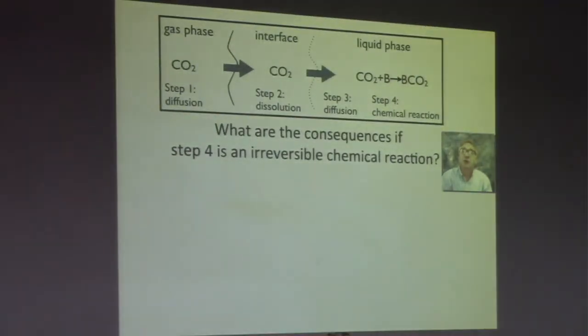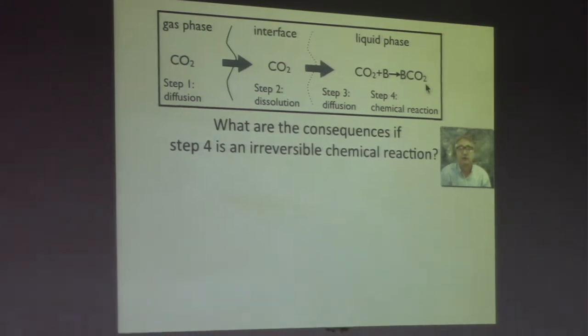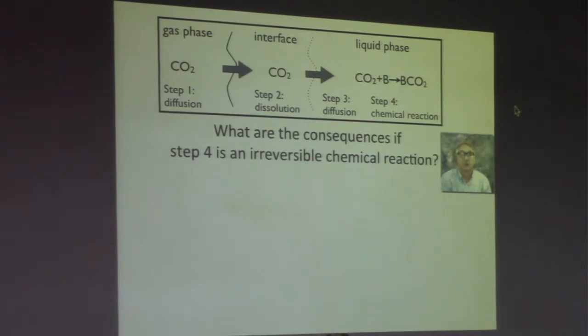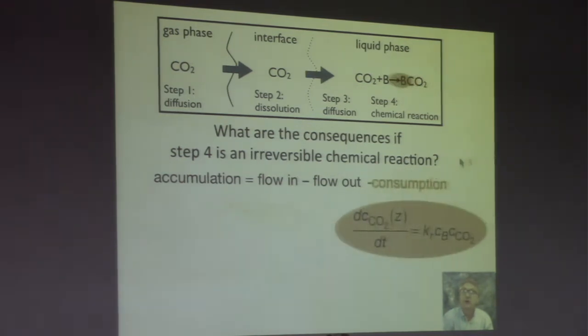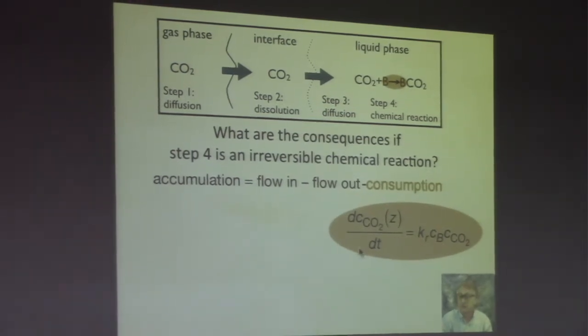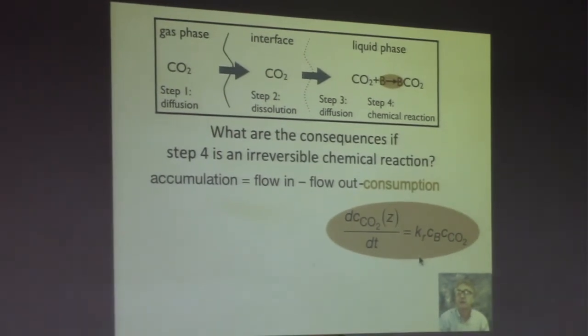I can imagine one other situation, namely that the reaction in the liquid phase that occurs is not an equilibrium one, but in fact an irreversible reaction. The consequences for such an irreversible reaction? Well, again, I'm going to look at the mass balance in this situation, but now, instead of just flow in minus flow out of my control volume, I also have a chemical reaction, a consumption term, in which the concentration in that volume element will decrease according to a rate constant and some rate law for the concentrations, a simple first order in B and CO2 as I've shown here.